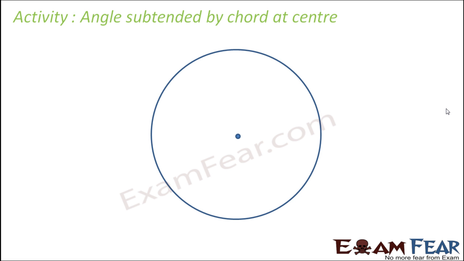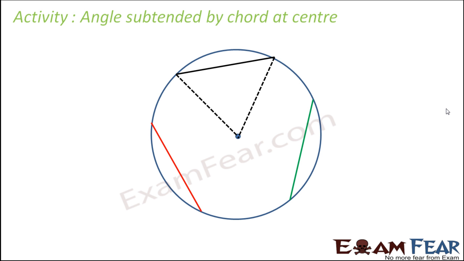Okay. So let's see what we can do. Let's draw three different chords of equal length. All these three chords are of equal length. Okay. And then find the angle subtended by these chords at the center. Let's draw the angle subtended by these chords at the center. So you have to do this activity on a piece of paper, draw a circle, and then draw these three chords.